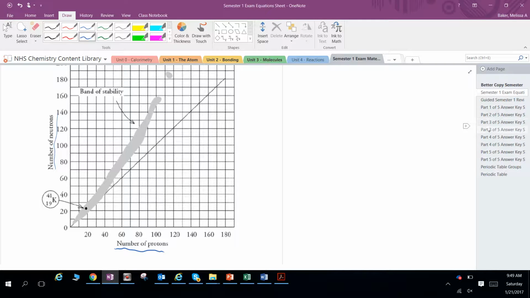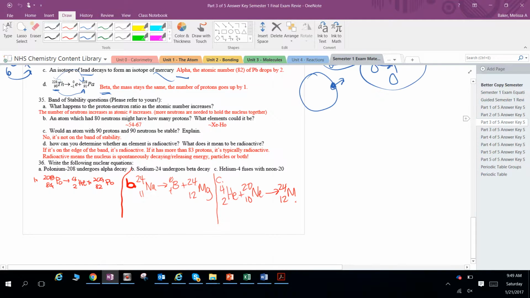So the first question was, as you increase the size of the atom, what happens to how many neutrons are needed compared to the protons? And you can see at first it starts out like 20 protons, 20 neutrons. And as you get larger and larger, 80 protons, you need way more than 80 neutrons. Neutrons are like the glue that hold the nucleus together. So the number of neutrons needs to increase as the atoms get larger.